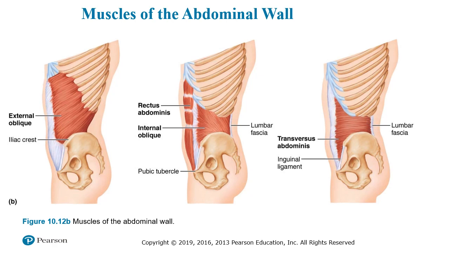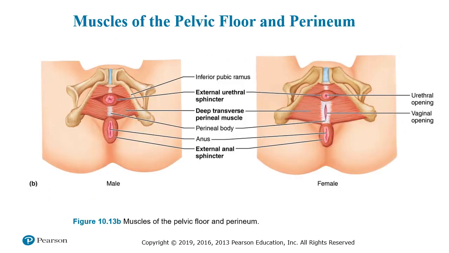Here is another view of the muscles of your abdominal wall. Here you have a transversus and oblique. The rectus abdominis is very easy to find. Compare the oblique and the transversus here, and know which ones they are. This is very important.